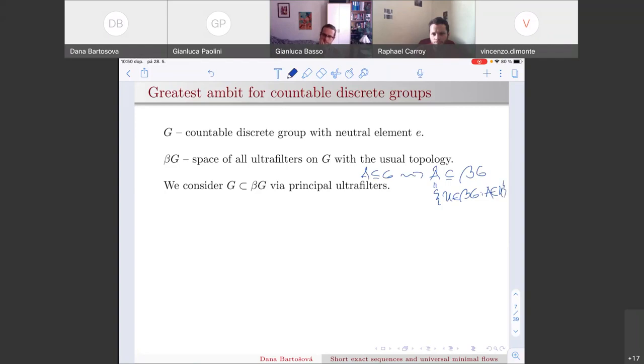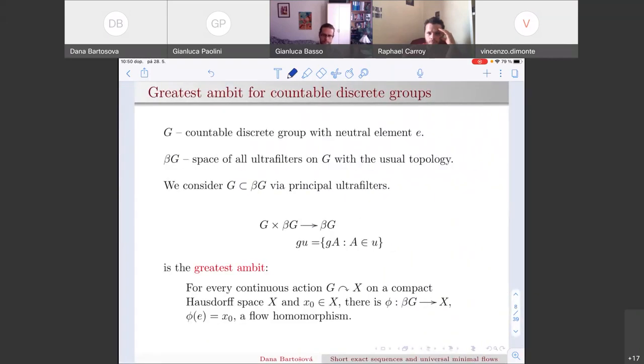So this is a basic clopen set, and we can also think of beta G as the Stone space of the Boolean algebra power set of G. I like to think about these objects in terms of Boolean algebras, and it turned out to be productive, at least in part of this area. And of course, this is a compactification where we identify G with the principal ultrafilters. And this is also a greatest ambit, and we define the action in the most natural way.